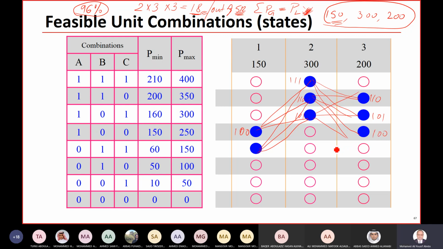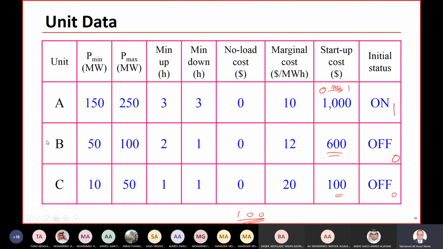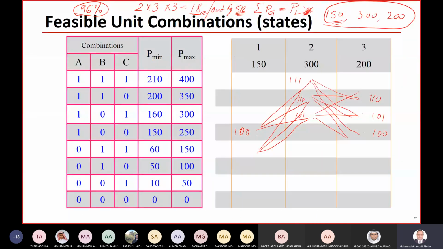Okay. For example, let me ask you one question. If you know that machine number 2, for example, this is the constraint on machine number 2 or unit B, the minimum startup time is 2. If you switch it on, you have to keep it on for 2 hours or 2 periods. So let us go back to this combination.